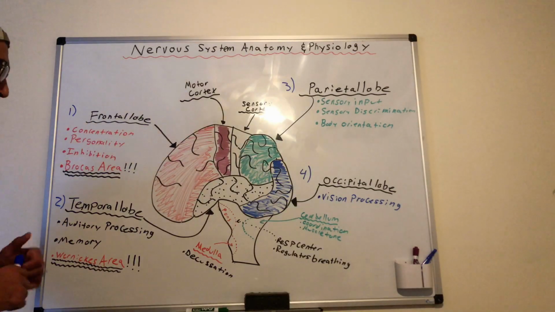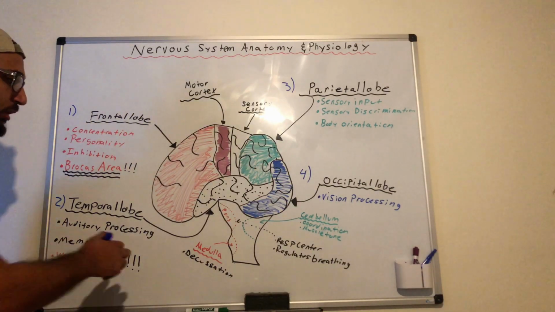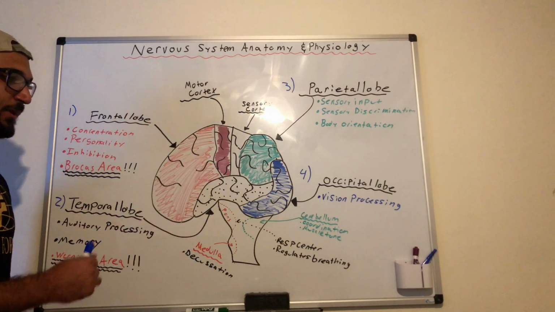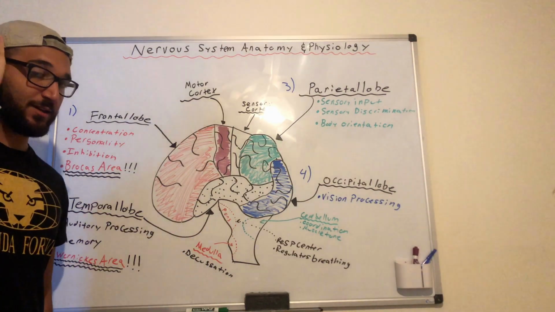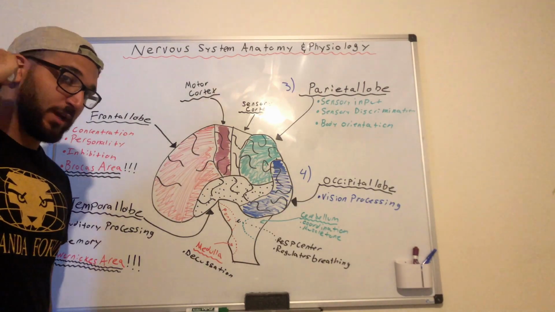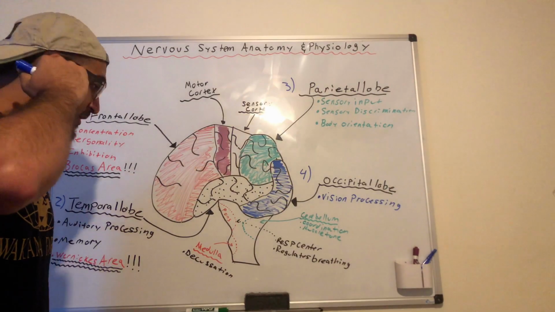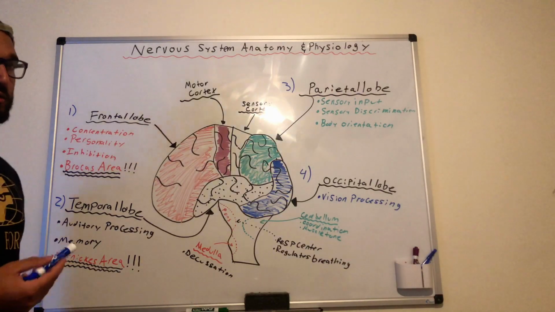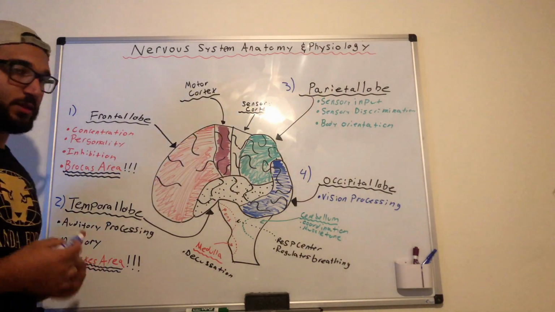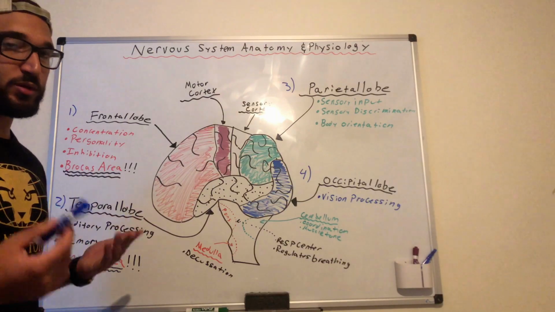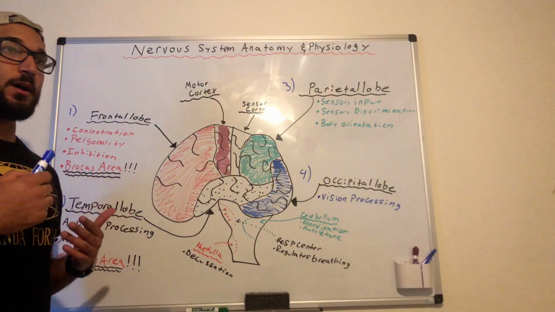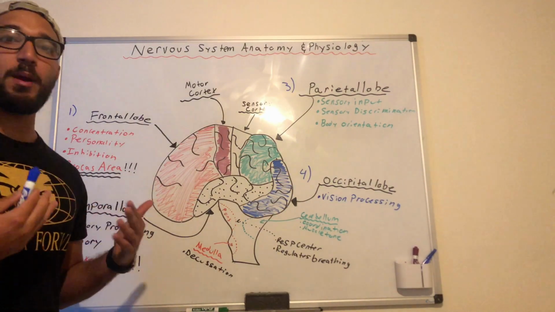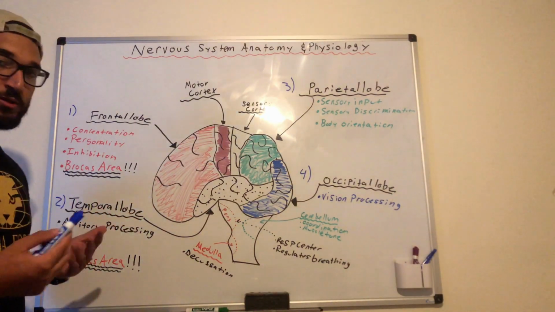Within the temporal lobe is where auditory processing occurs. The way I like to think about it, since it's on the side of the brain, it's located near your ear, so it's where auditory processing occurs, and it's also where memory is held. So it's kind of important to understand if someone has a stroke within the temporal lobe, they may have some sort of memory loss that occurs.